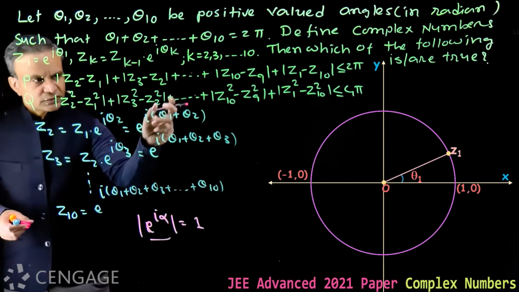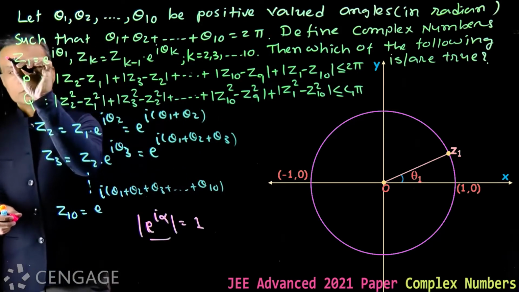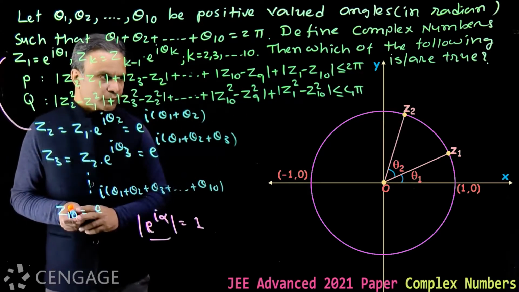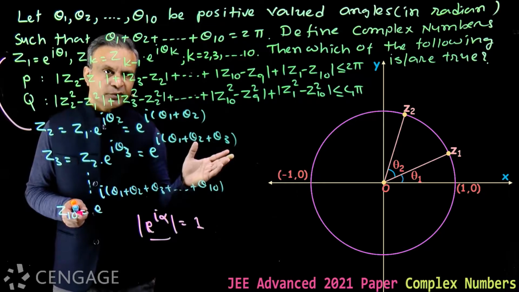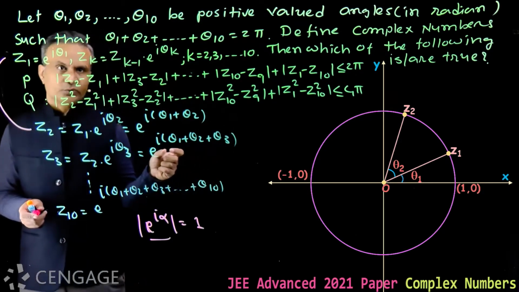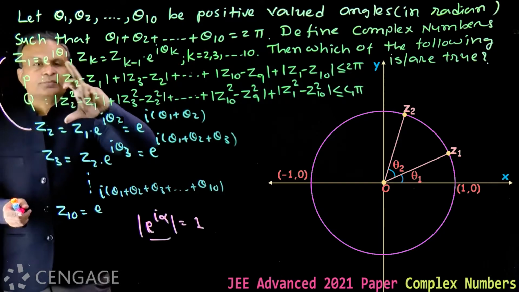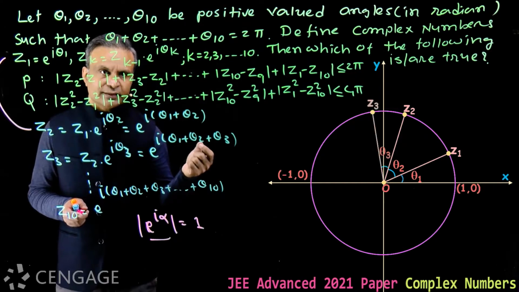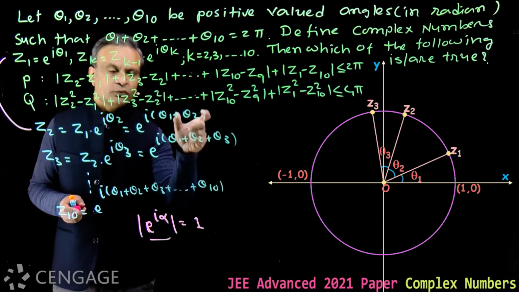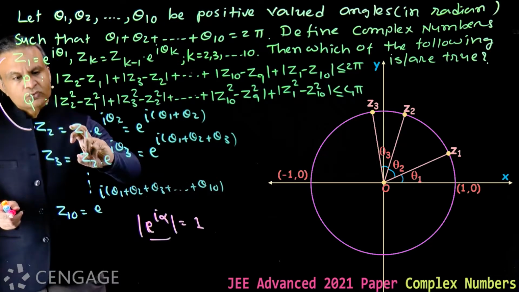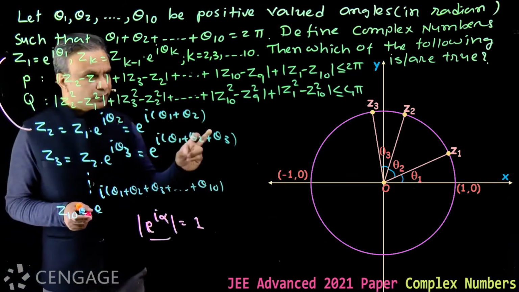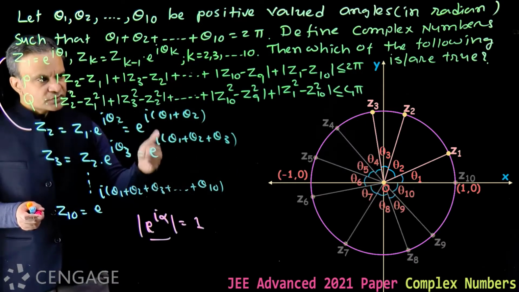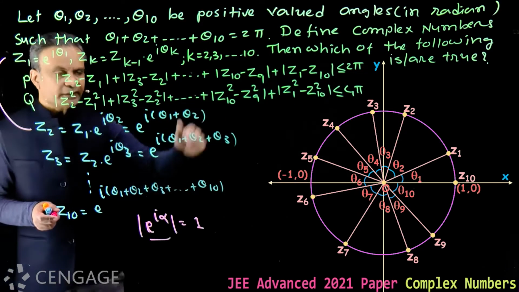Now the argument of z2 is theta 1 plus theta 2. The difference between the arguments of these two complex numbers is theta 2, so we mark z2 here with argument theta 1 plus theta 2. The angle between OZ1 and OZ2 will be theta 2. Then we mark z3 such that its argument is theta 1 plus theta 2 plus theta 3. The difference between the arguments is theta 3, so the angle between OZ2 and OZ3 will be theta 3. Similarly we mark other complex numbers z4, z5, z6 up to z10.